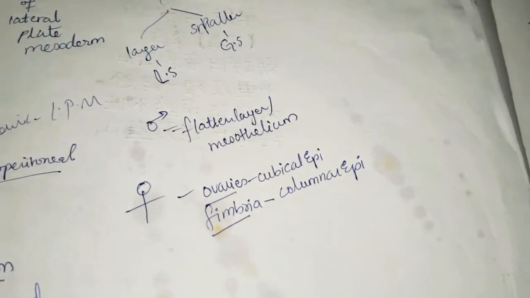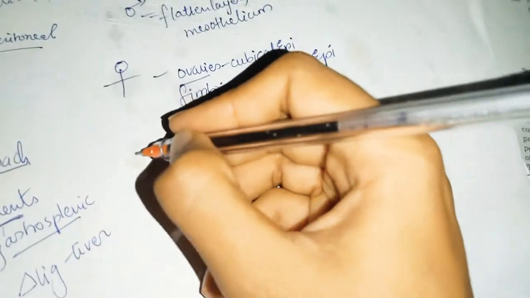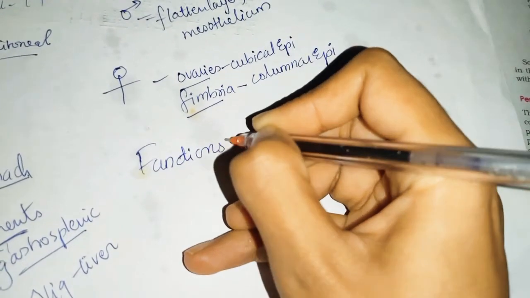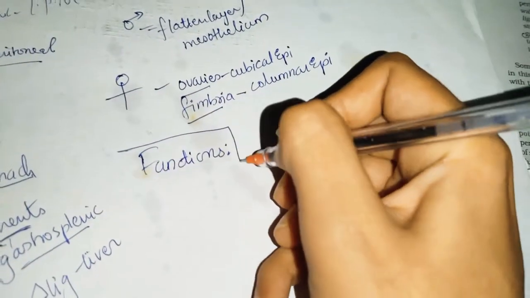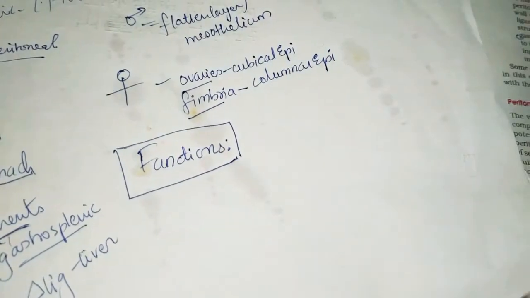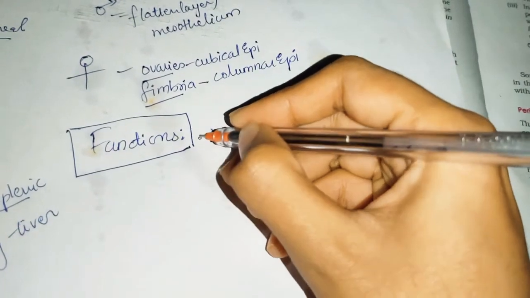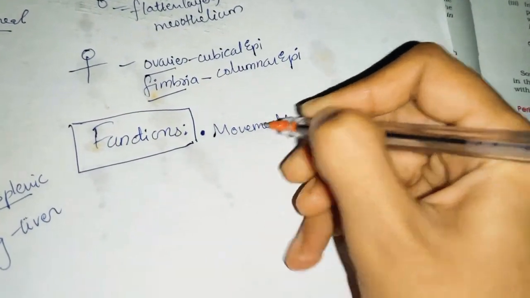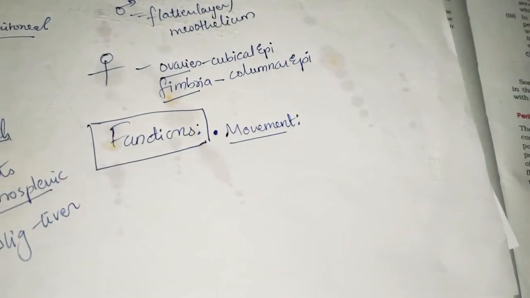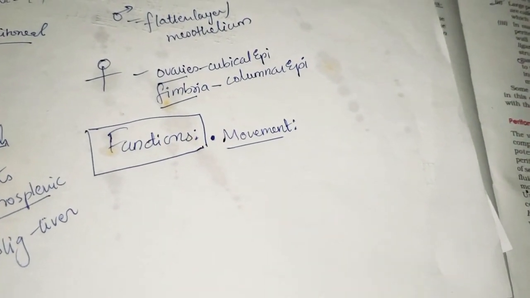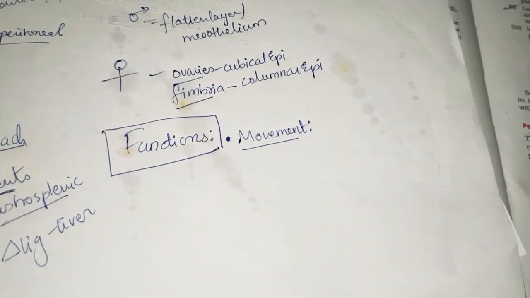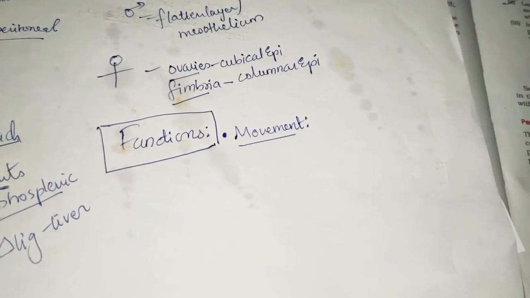Okay, now coming to the functions. The last part of this video is about the functions of peritoneum. Now that we understood the peritoneum, why is it useful, what does it do in our body? Peritoneum is mainly useful for movement of viscera. So the first function is movement of viscera. The mobility of different organs is provided by the peritoneum. It is a chief function of peritoneum, providing a slippery surface for free movements of different abdominal viscera.